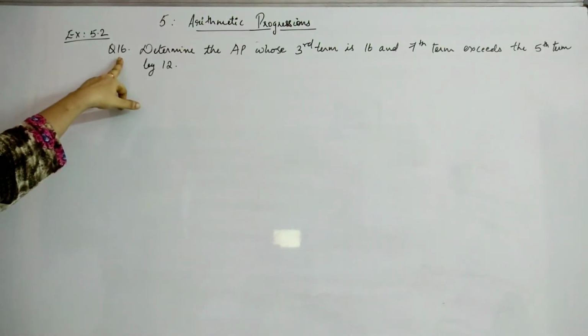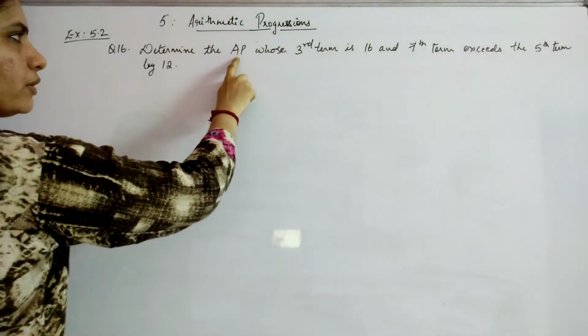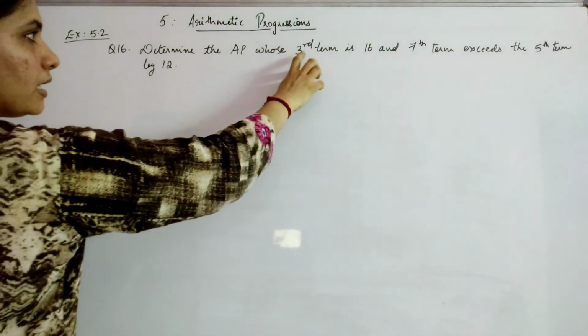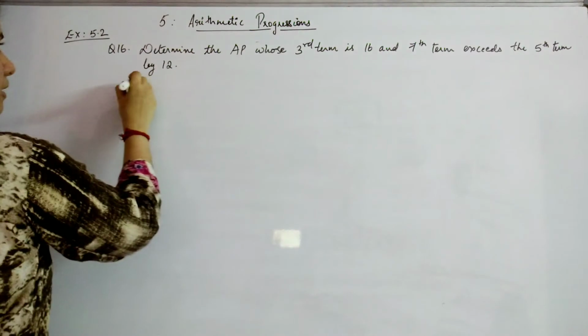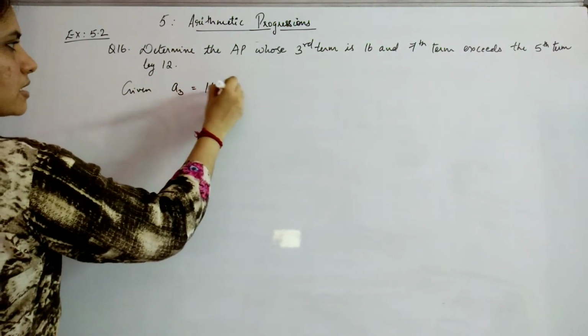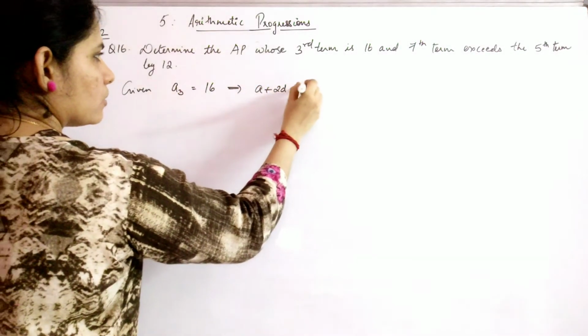Question number 16. Determine the AP whose third term is 16 and seventh term exceeds the fifth term by 12. So what is given in the question? You have to find the AP, which means you have to get A and D, and then we can write the AP. The given fact is A3, the third term, which is 16. What do you mean by A3? It is A plus 2D equal to 16.